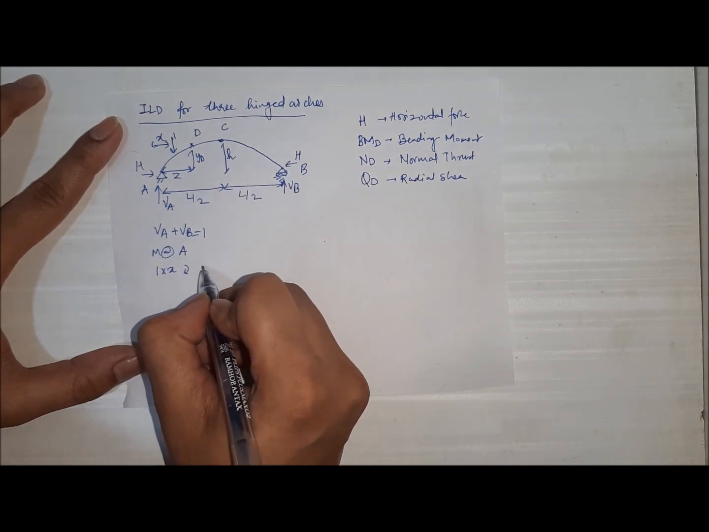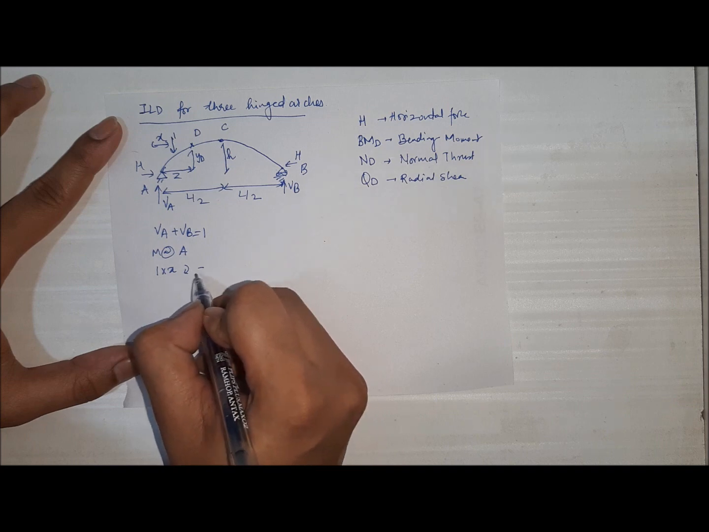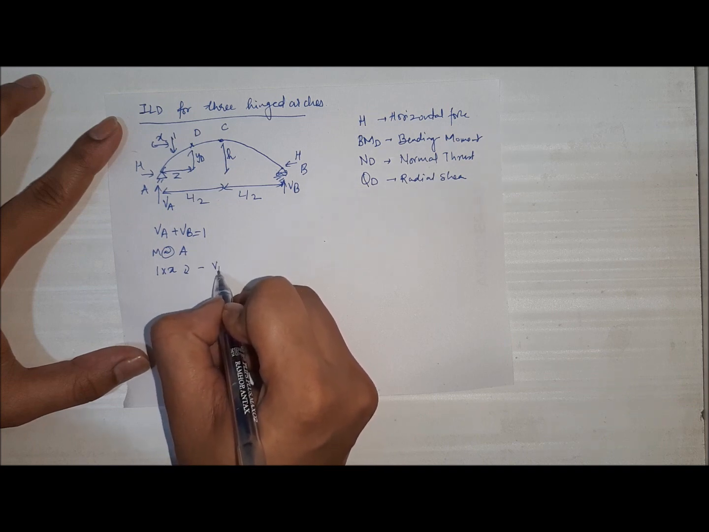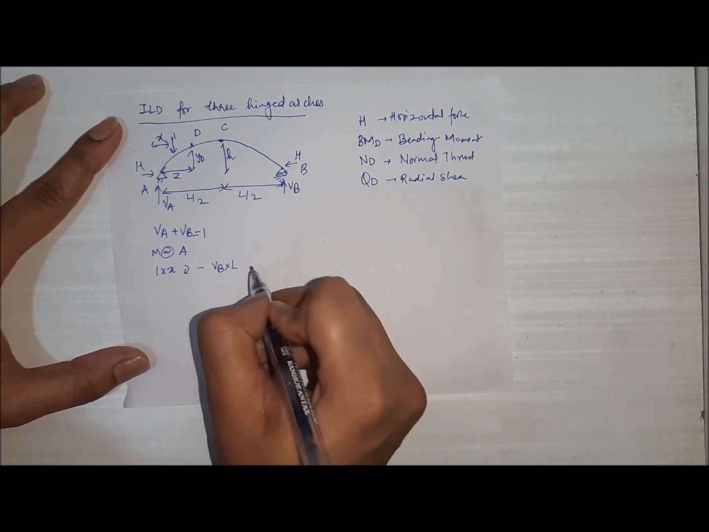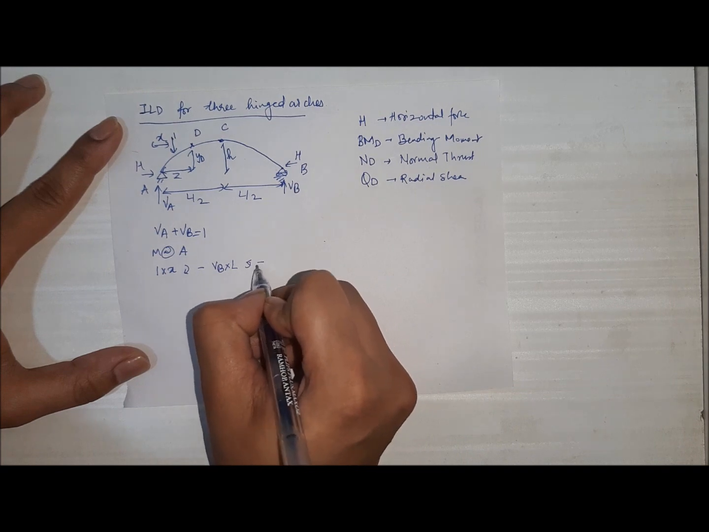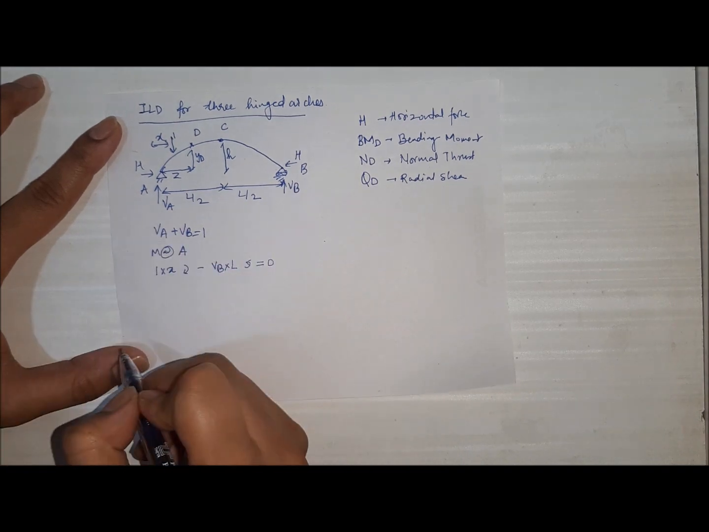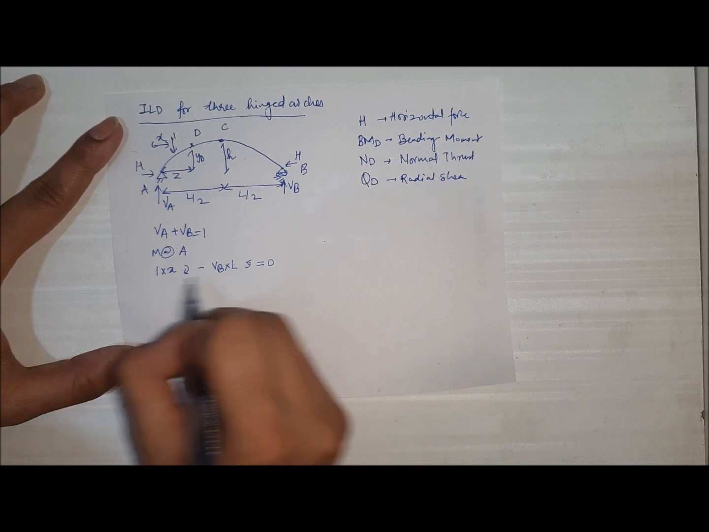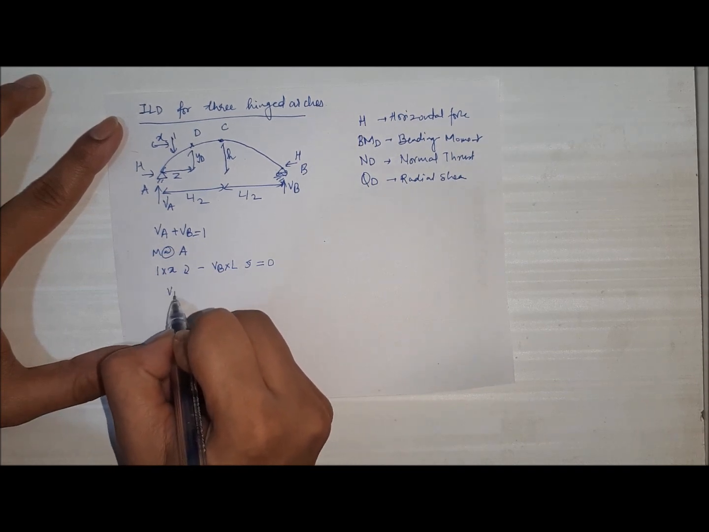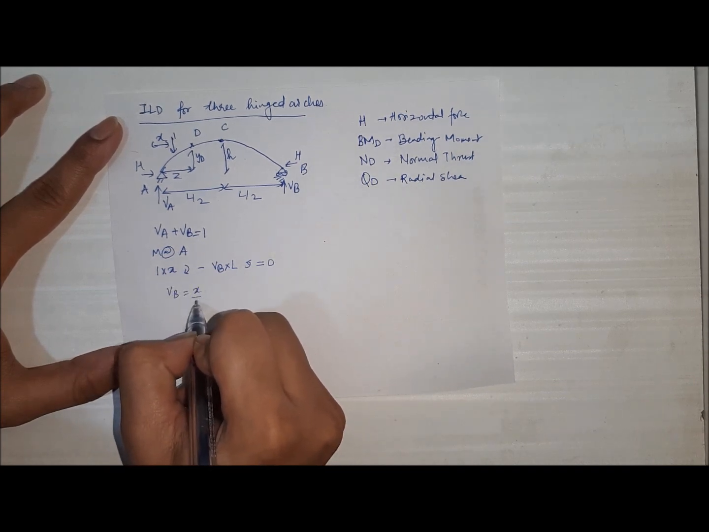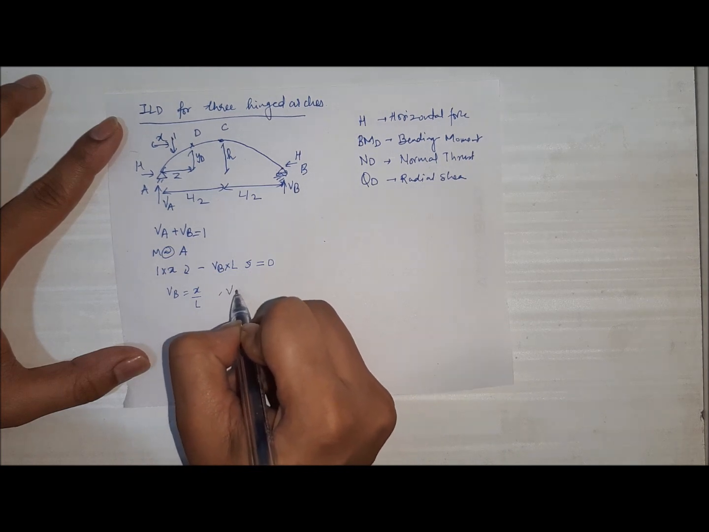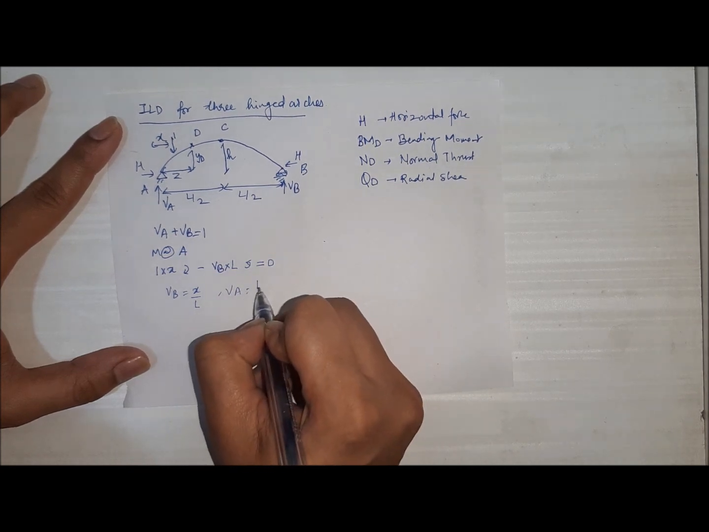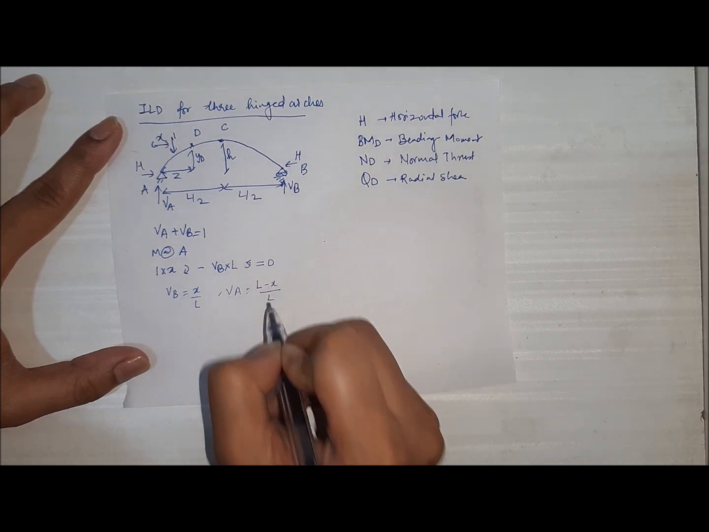Then the moment of VB is anti-clockwise, therefore we are negating it. VB times distance L in the anti-clockwise direction equals 0, because this is a hinge and a hinge doesn't have any moments. So from here we have VB equal to x by L, and VA we get as (L minus x) by L.